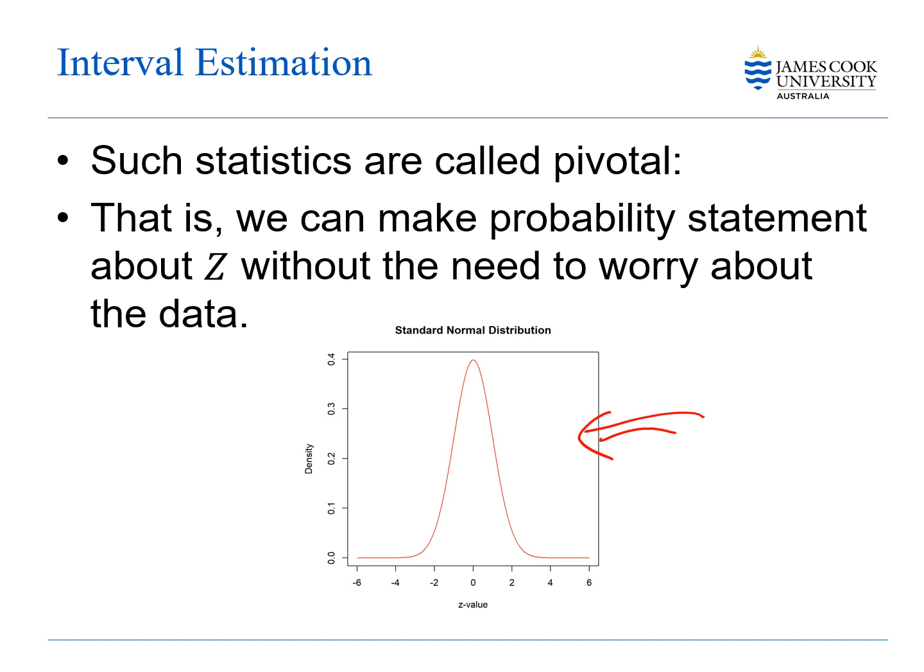Through this, the standard normal distribution N(0,1) does not depend on the unknown parameter or on the data anymore, and we call this statistic pivotal. So by doing this transformation, we can make probability statements about g without the need to worry about the data. That's why we want to play this trick.